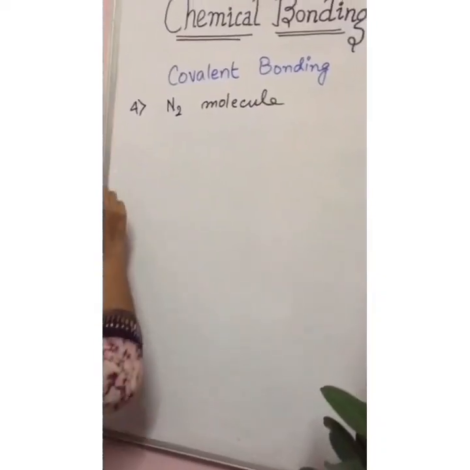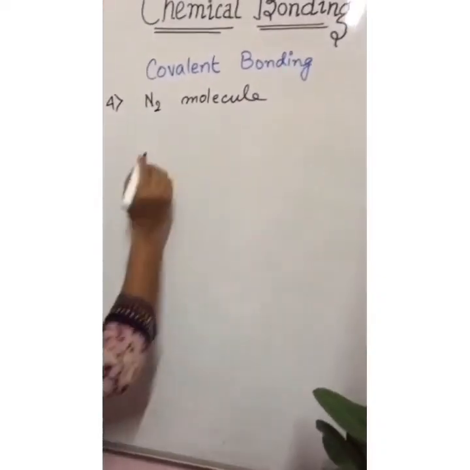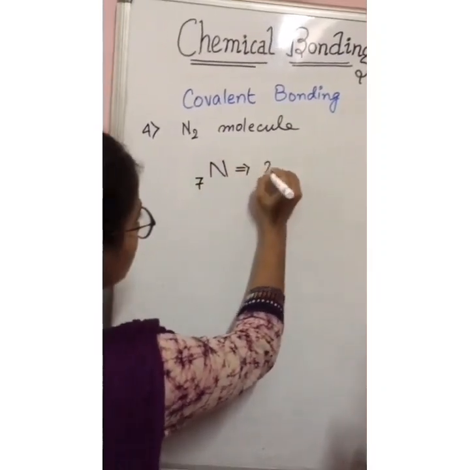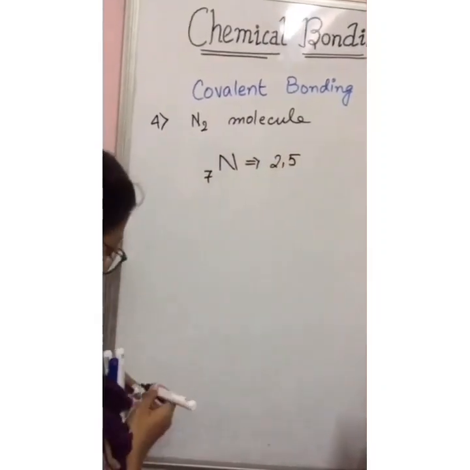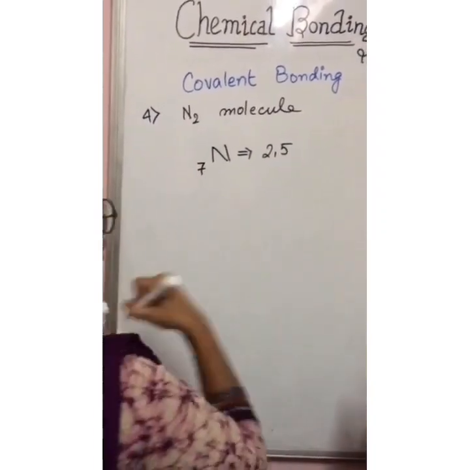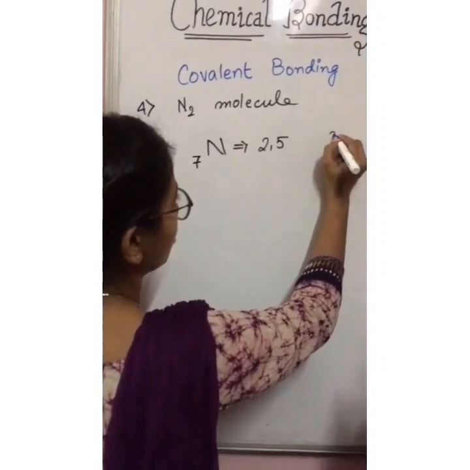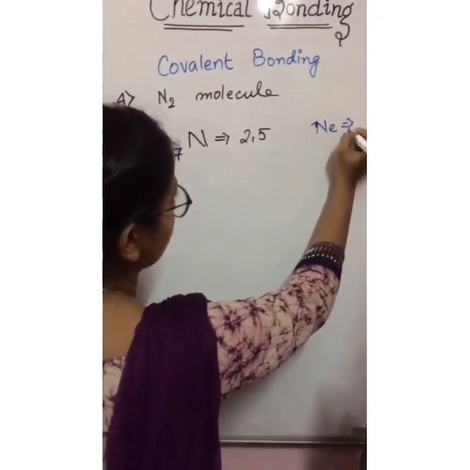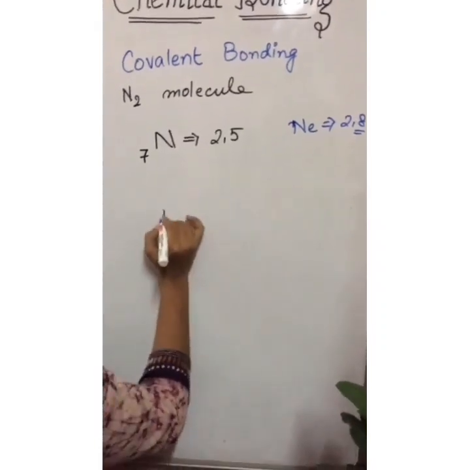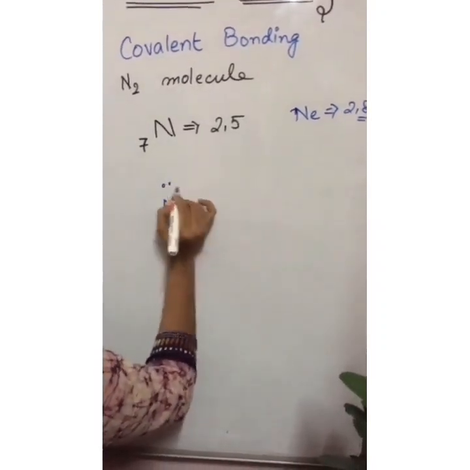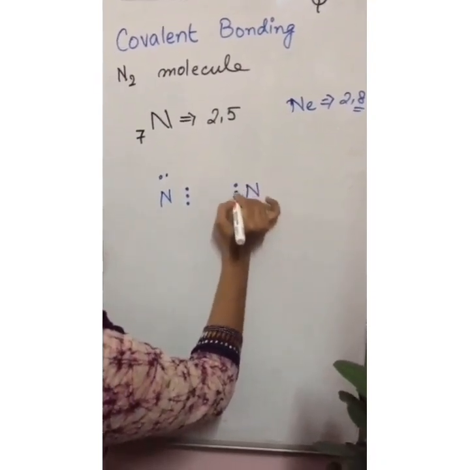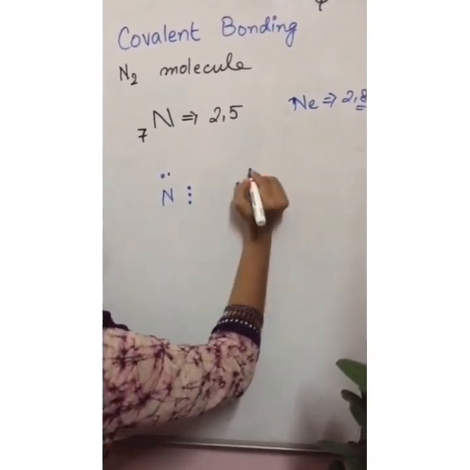The next example is nitrogen molecule, okay. Nitrogen atomic number is 7. Electronic configuration is 2, 5. So it has 5 electrons in its outermost shell. How many electrons more it requires? It requires 3 more electrons to go to nearest noble gas neon configuration, which is 2, 8. So here we see nitrogen has 5 electrons, right? Why we are drawing 3 electrons here, you will understand that.